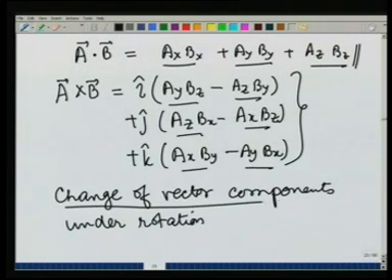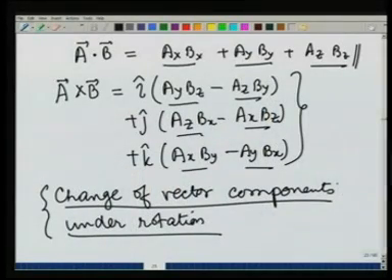So far we have just looked at a vector quantity as something that has a direction and a magnitude, but now we are going to look at some more properties, and one property that we specifically look at is the change of vector components under rotation. Let us see that.